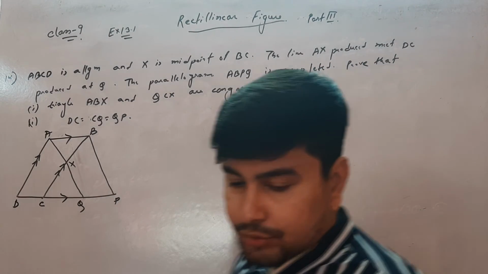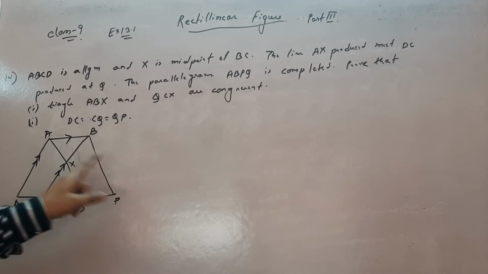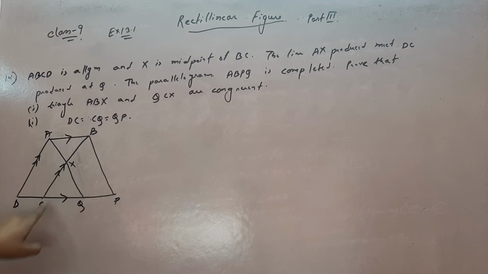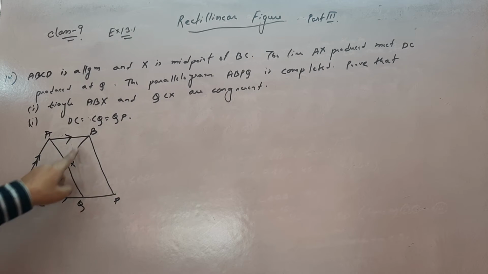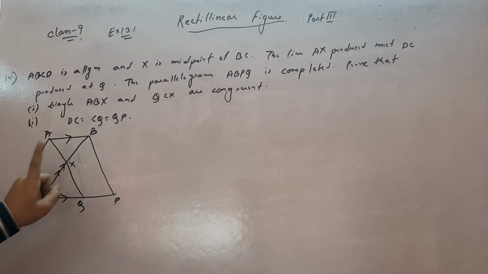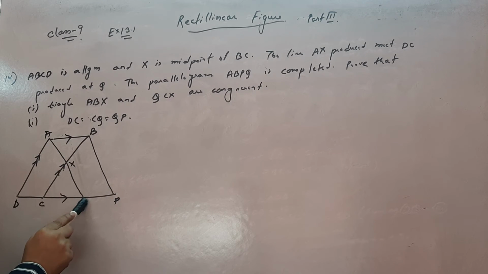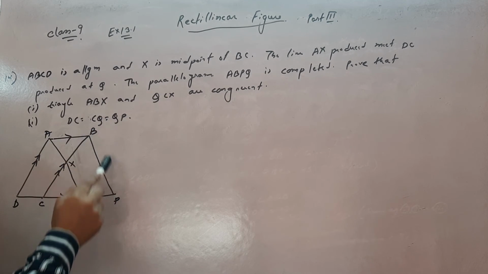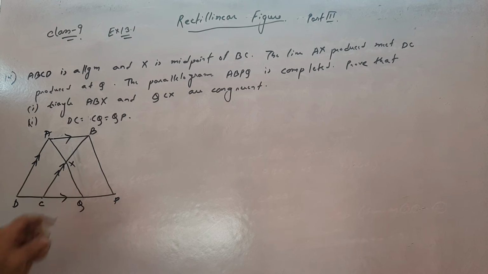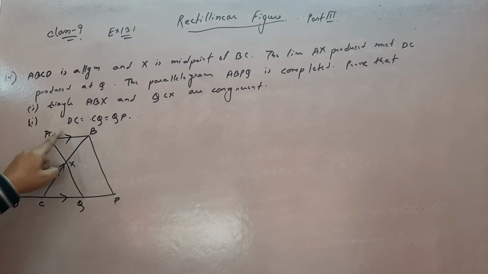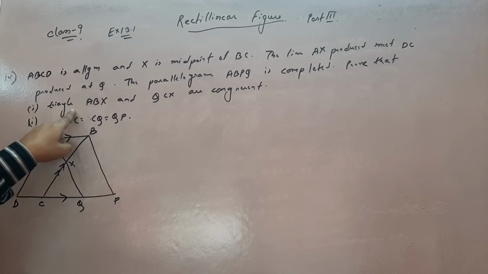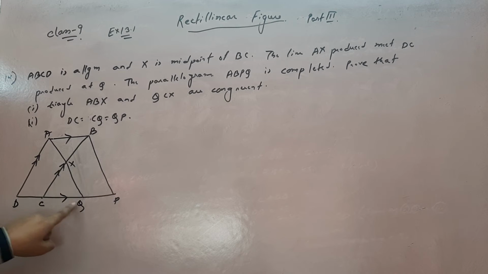Okay, question number 14. ABCD is a parallelogram, and X is the midpoint of BC. Clear? Line AX meets DC produced at Q. The parallelogram ABPQ is completed. So there are two parallelograms, ABCD and ABPQ. Prove that triangle ABX and triangle QCX are congruent.